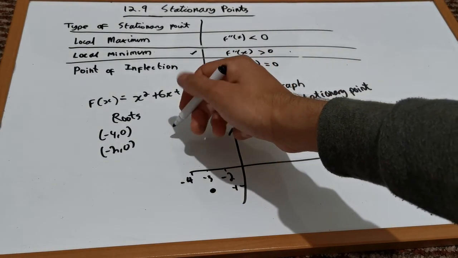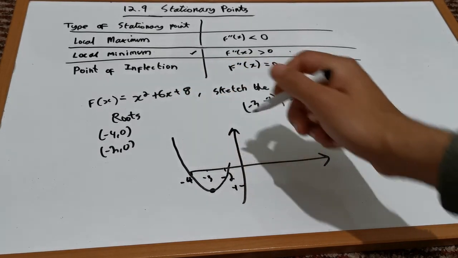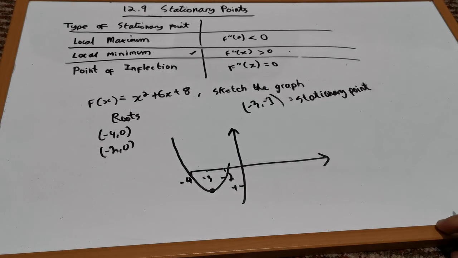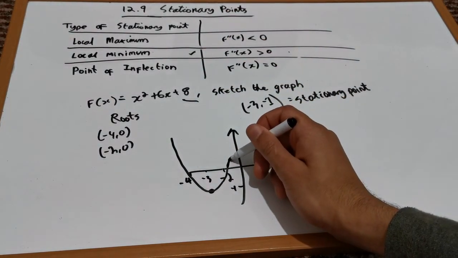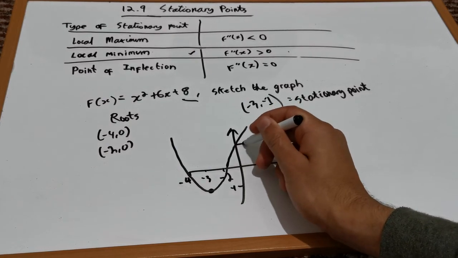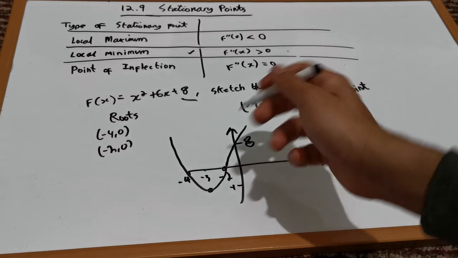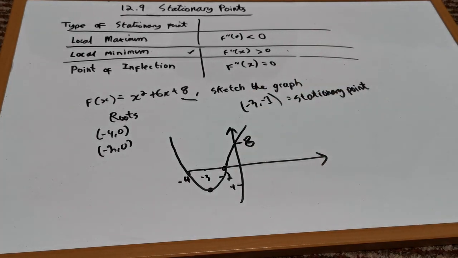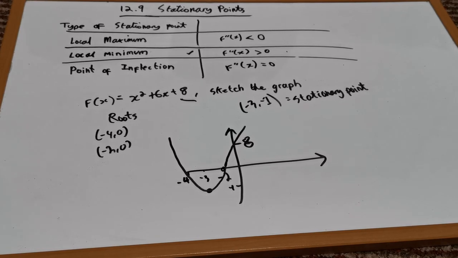So let's draw the graph. We know that our y-intercept must be 8, because 8 is the constant at the end. If we can label this 8, and this is your graph. This is also a very common exam question, so make sure you're able to do this before your exam.